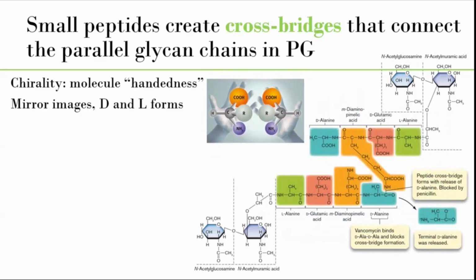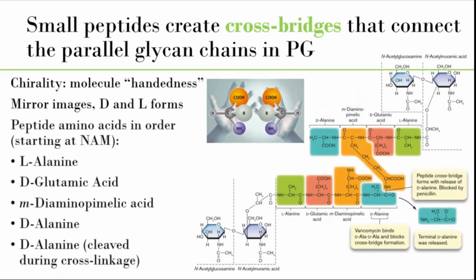Ways that you can remember this: the D is from the Latin word for right. So if you think of the Spanish word derecho for right, it's right, L for left. That helps you remember it in the future. Now, you do have to know the peptide, all the amino acids in it in order starting from NAM.